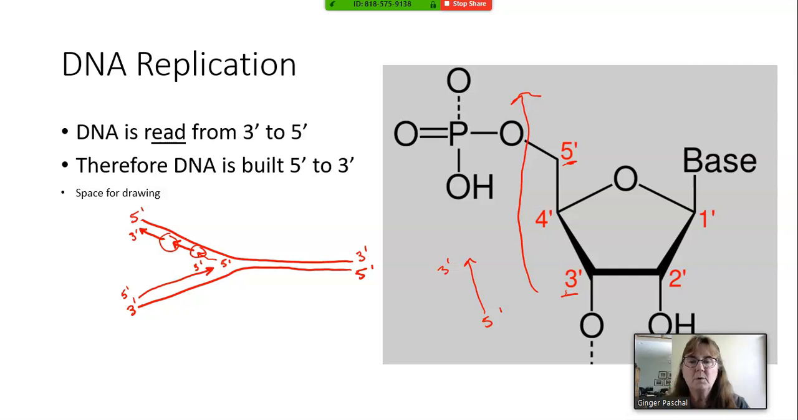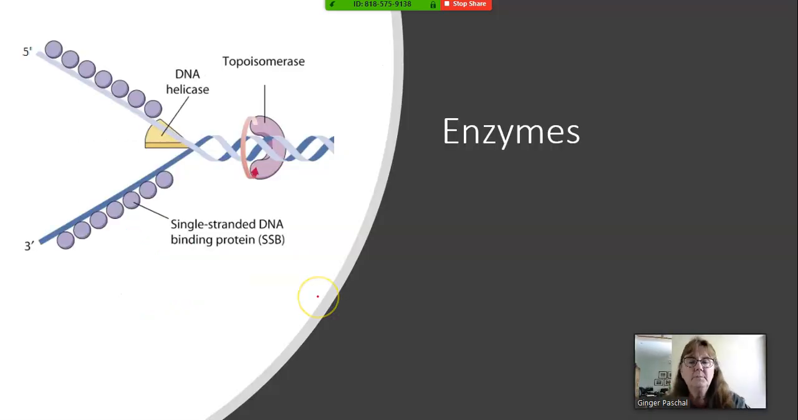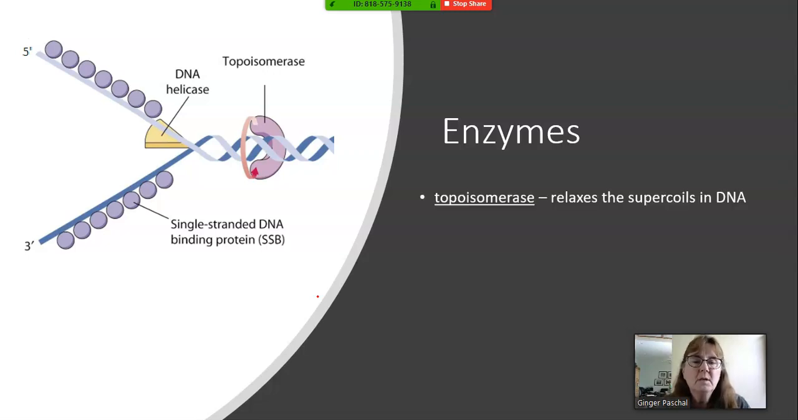But let's move on with enzymes. There are several enzymes that are involved in this process. The first one is topoisomerase, and you can see that's here. That's this circular molecule. It encircles the DNA and relaxes the supercoils. It doesn't uncoil the DNA itself, the double helix, but it does relax the supercoils in the DNA.